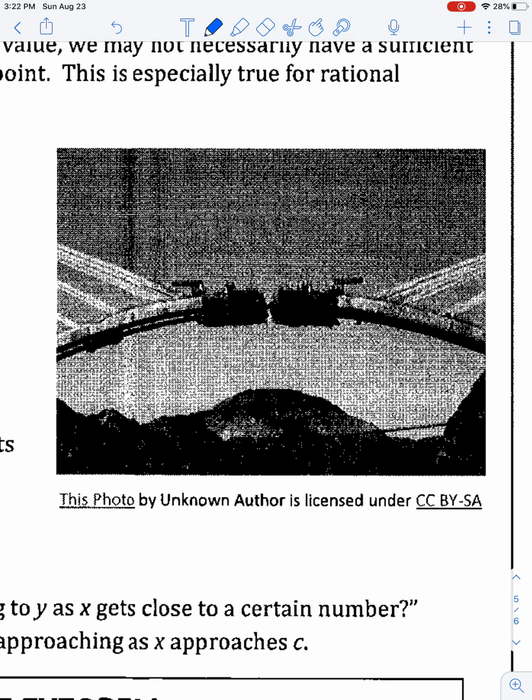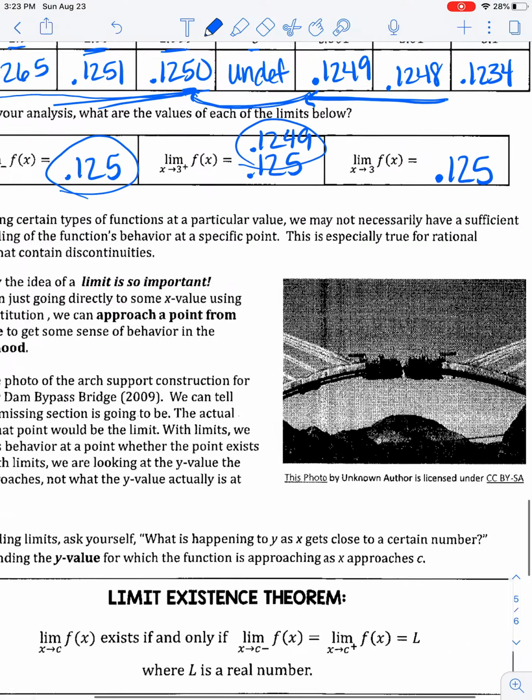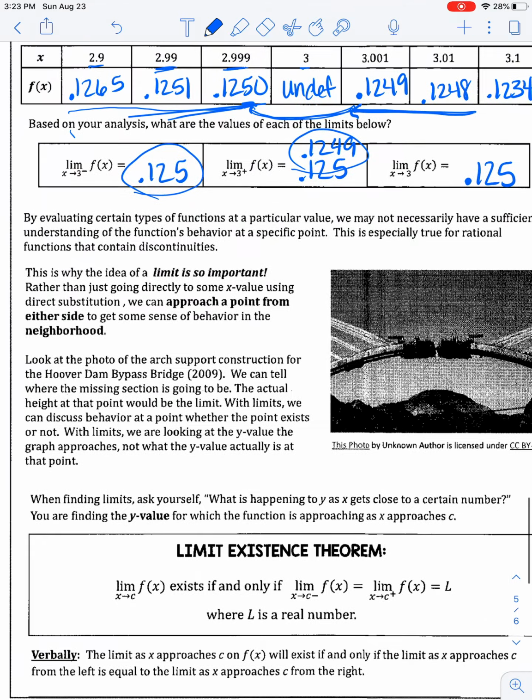They started from one side and built, and started from the other side and are building, and that's when you really, really hope that your math is right and your engineering is solid, because you need the bridge to meet exactly at the same point. We can tell where the missing section is going to be. The actual height at that point would be the limit.